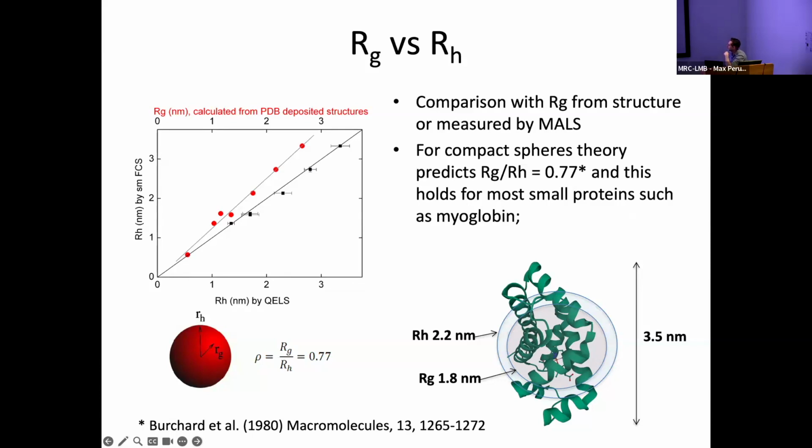So here we go. This is the radius of gyration. This is lysozyme. Its true size is around 3.5 nanometers. The measured hydrodynamic radius is 2.2 nanometers, and the radius of gyration is 1.8. So that gives this 0.77. So this is globular.